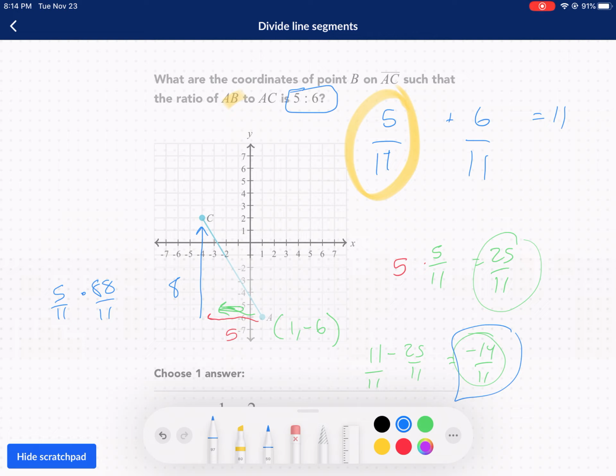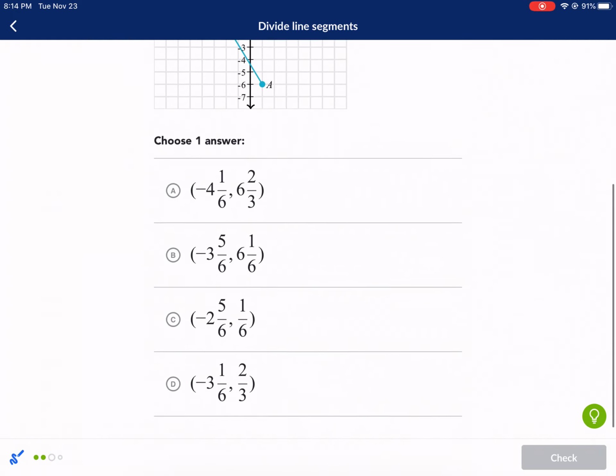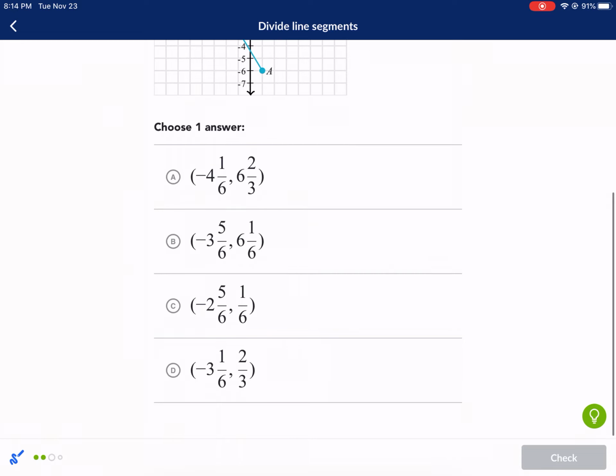So if it's 5 to 6, the ratio of AB to AC is 5, 6. What are the coordinates of point B on AC? So the ratio of AB to AC is 5, 6. I'm not seeing another way to do this other than 11ths, so I'm not sure how they did that. Let's see here. They're getting 6 and stuff.